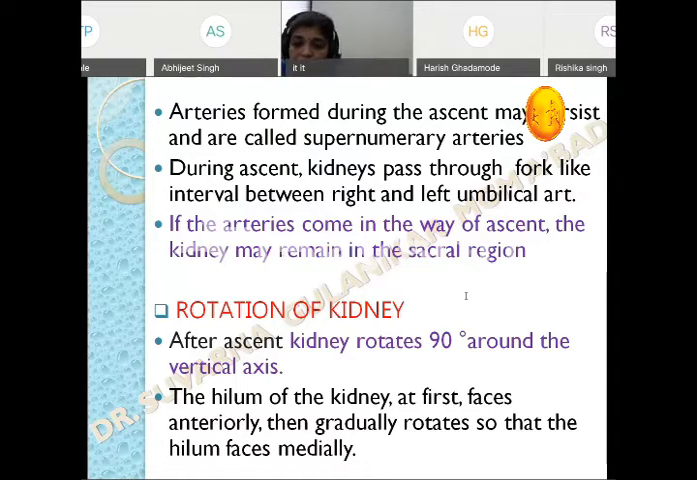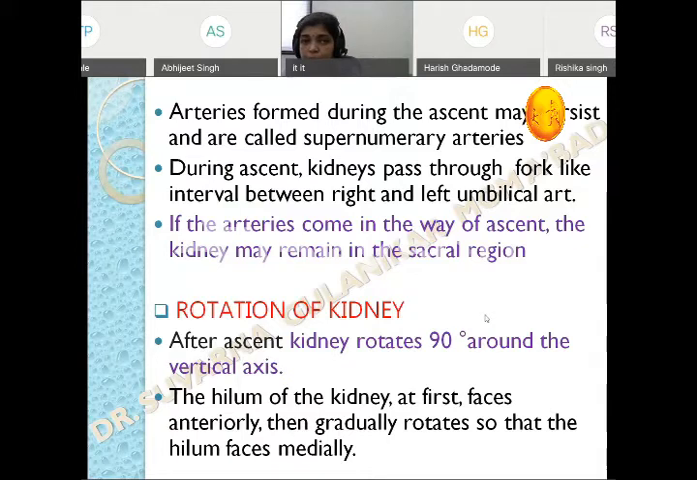If during ascent these arteries come in the way, the kidney cannot ascend and remains in the sacral region. So if there is any hurdle during the ascent, like the umbilical arteries coming in between, the kidney remains in the sacral region in adult life. Okay? So this is one of the congenital anomalies. So now it reaches its normal position, that is T12 to L3 vertebra.